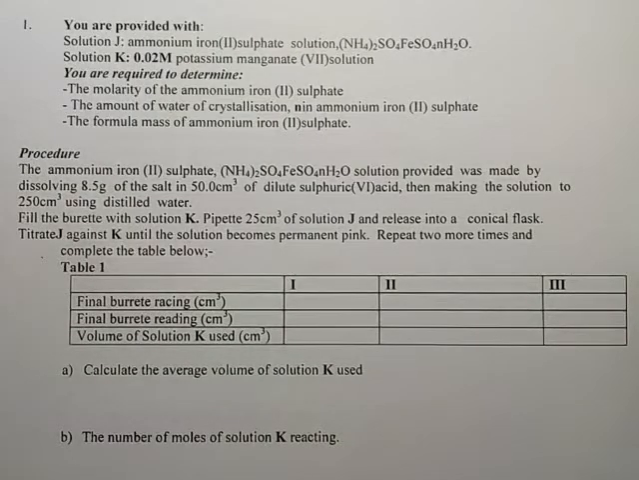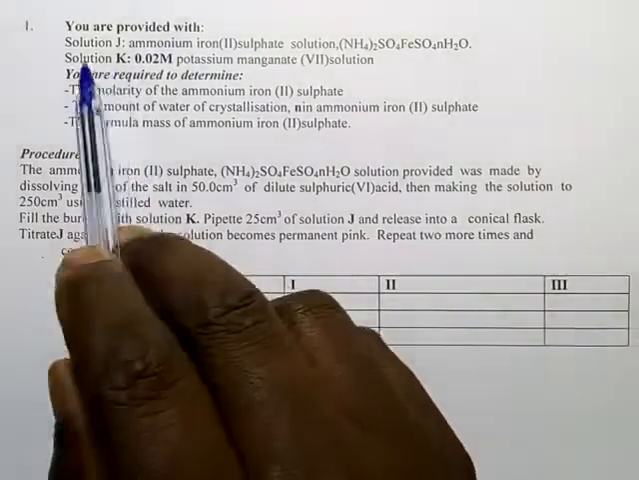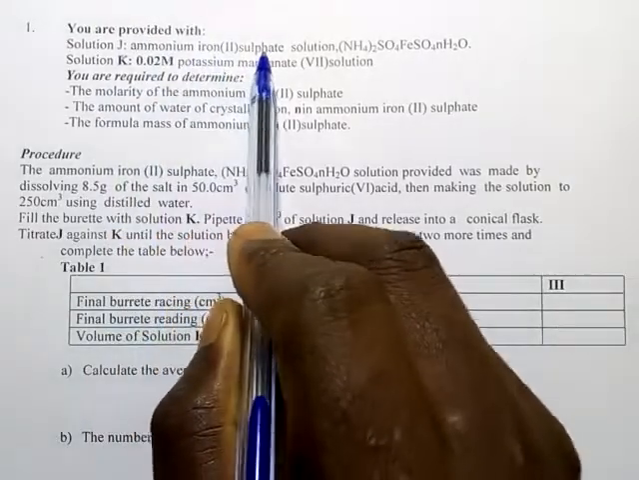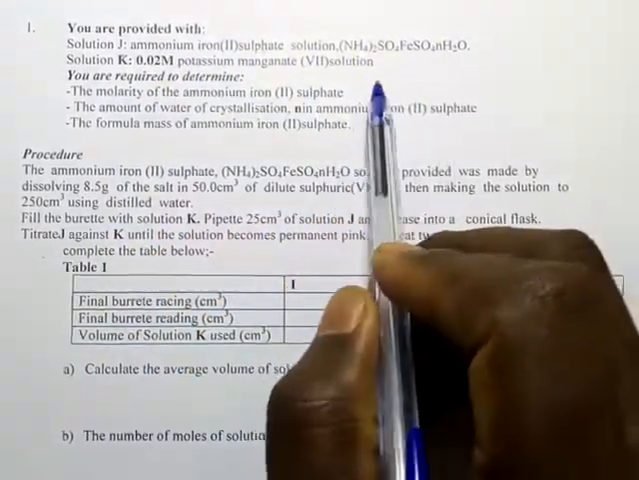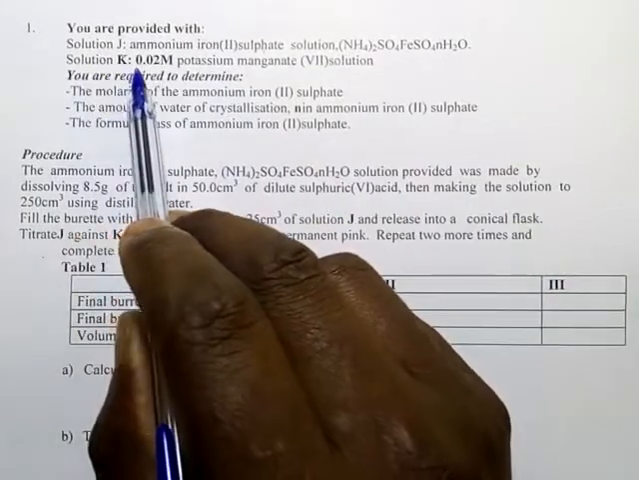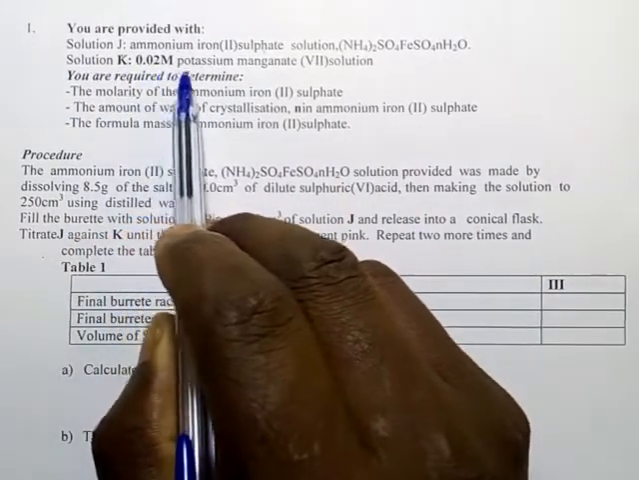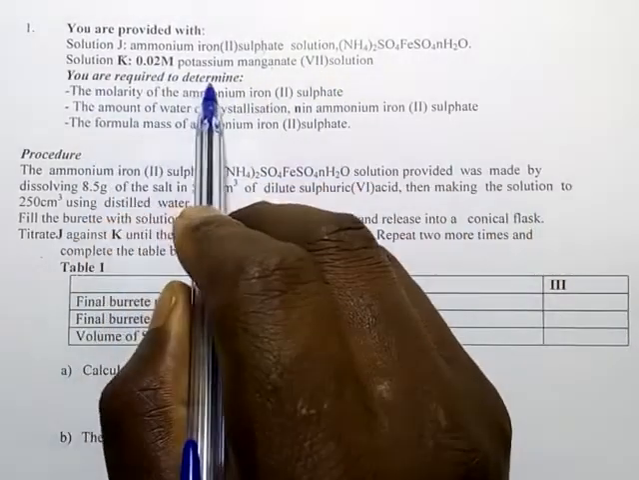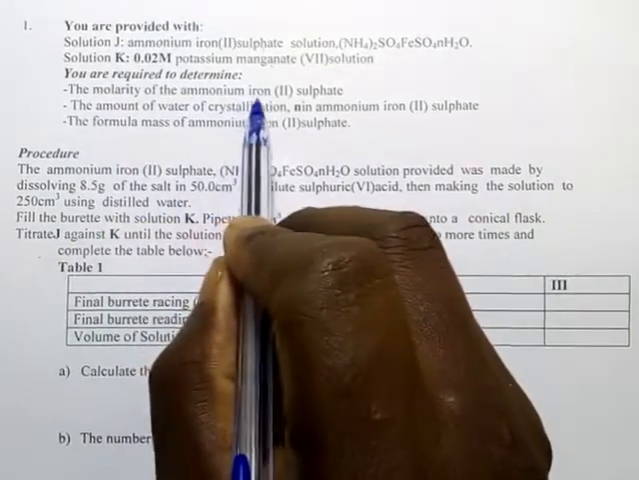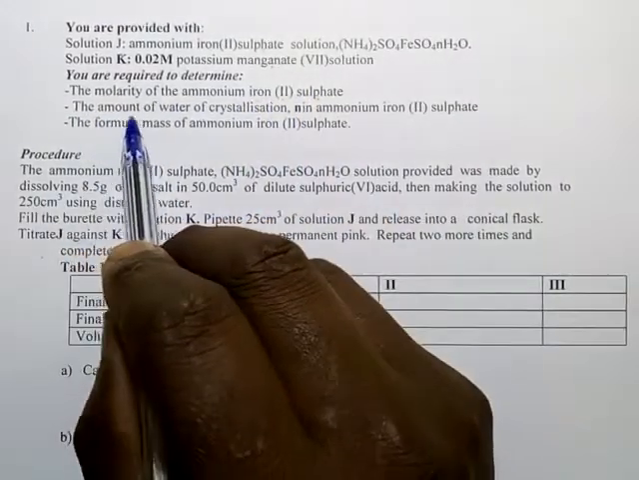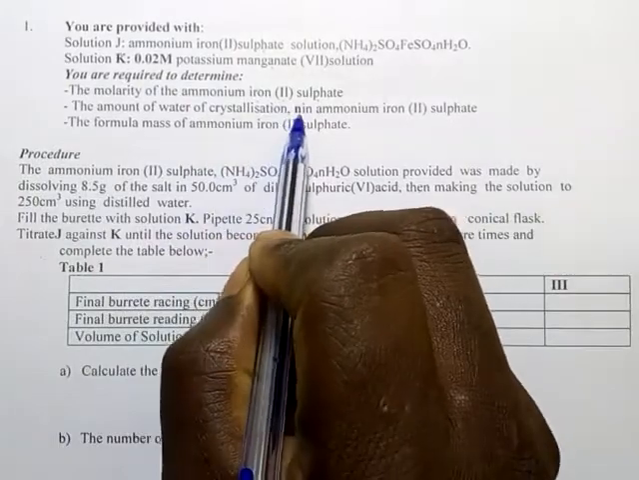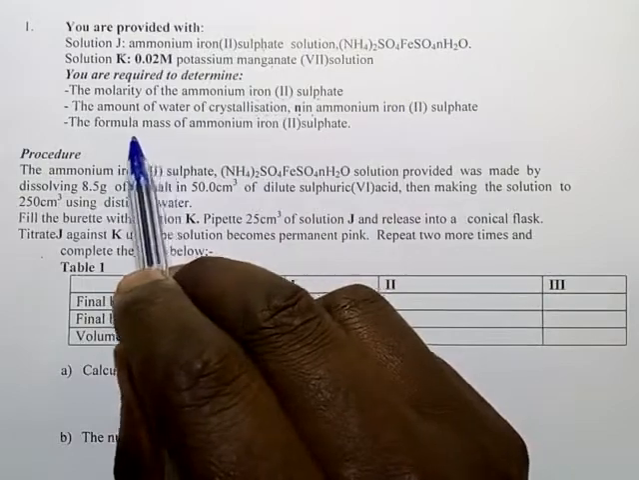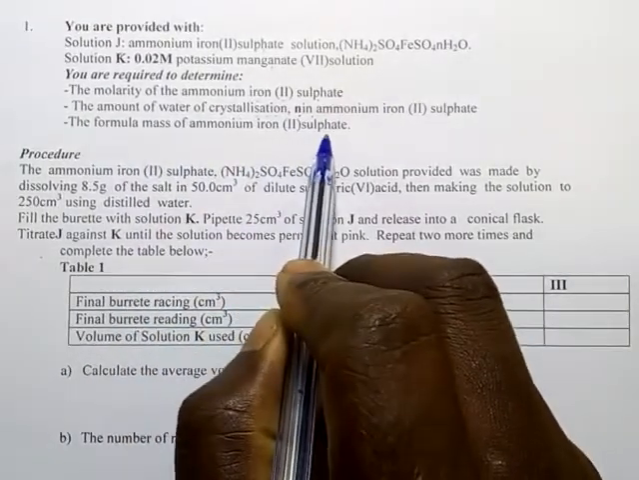Thank you. Allow me to take you through this question. You are provided with solution J. Solution J is ammonium iron(II) sulfate solution, and this is the formula. Solution K is 0.2 molar potassium manganate(VII) solution. You are required to determine the molarity of ammonium iron(II) sulfate, the amount of water of crystallization n in ammonium iron(II) sulfate, and the formula mass of ammonium iron(II) sulfate.